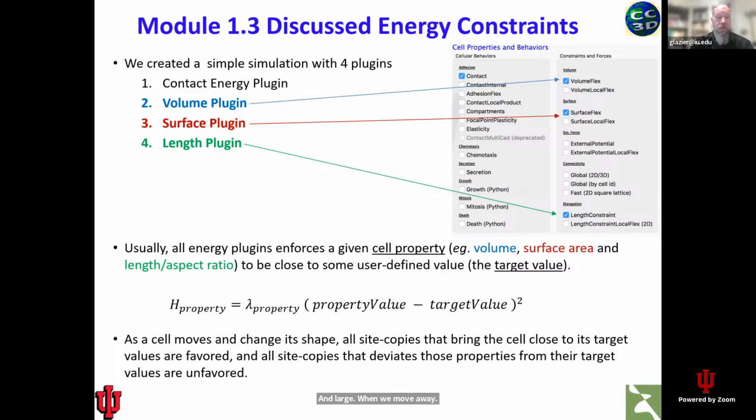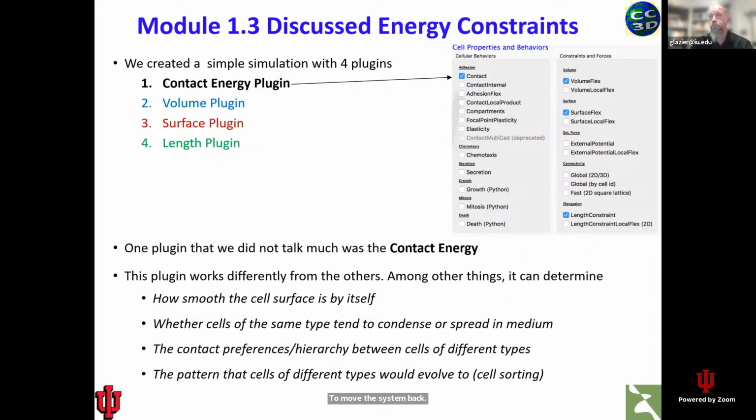And there's a lambda volume, lambda surface. That lambda is the strength of the constraint. And you can think about a spring that's pulling you back to a given position. Lambda is the strength of the spring constant. The equilibrium length of the spring would be the target value. And so all of those constraints act to move the system back to closer to the target. The contact energy works a little bit differently. It is not in the form of a constraint.